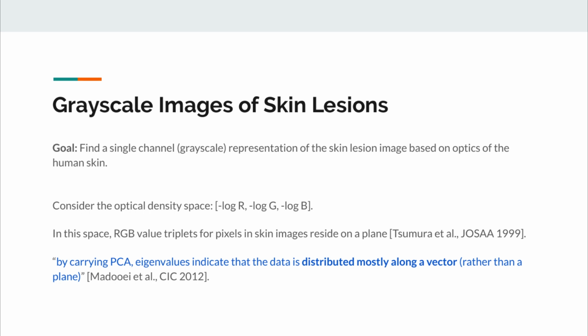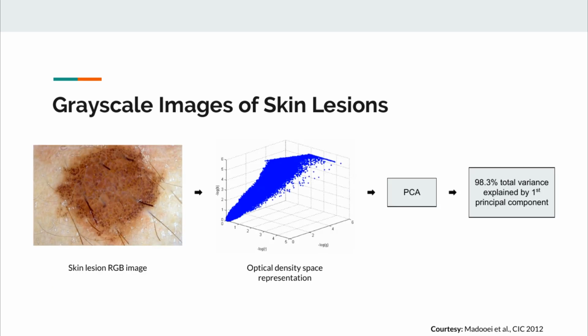Next, we want to calculate a grayscale representation of the skin lesion image based on biological and optical properties of human skin and the physics of image formation. We consider the optical density space, where the skin image pixel RGB triplets have been shown to reside on a plane and are mostly distributed along a vector. Given the RGB image of a skin lesion, we plot the optical density space representation, and we notice that most of the values are spread along a single vector.